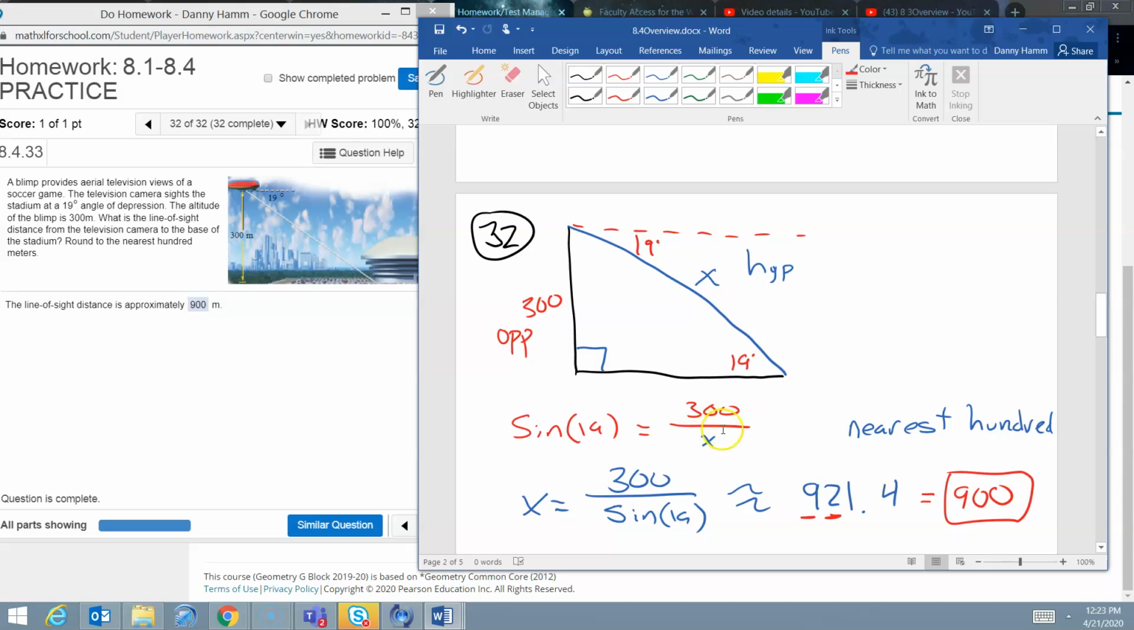Sine of 19 is equal to 300 over x. Once again, just like before, we are dividing here, not multiplying. So 300 divided by sine of 19, and we get 921.4. It's asking for the nearest hundred, not hundredth. So therefore, we're looking at the 2. The 2 does not make the 9 go up to 10 for 1,000. It goes down to 900 for your answer.